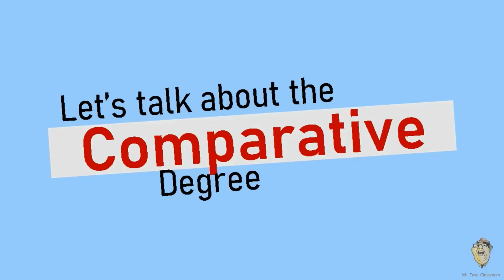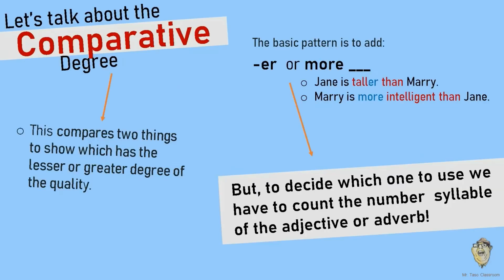Let's talk about the comparative degree. The comparative degree compares two things to show which has the lesser or greater degree of quality. The basic pattern is to add -er or more to the adjective we use. Jane is taller than Mary. Mary is more intelligent than Jane.